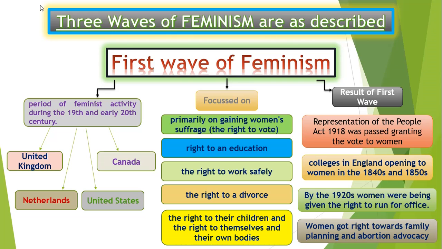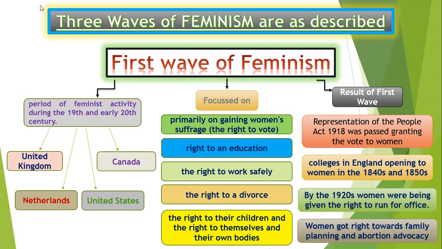First wave feminists worked not only for suffrage, or the right to vote, but also for the right to an education, the right to work, the right to work safely, the right to divorce, the right to their children, and the right to themselves and their own bodies. Dozens, if not hundreds of organizations were made to advocate for education, property rights, working rights, and voting rights, as a result of which, in 1918, the Representation of the People Act 1918 was passed, granting the vote to women over the age of 30 who owned houses.